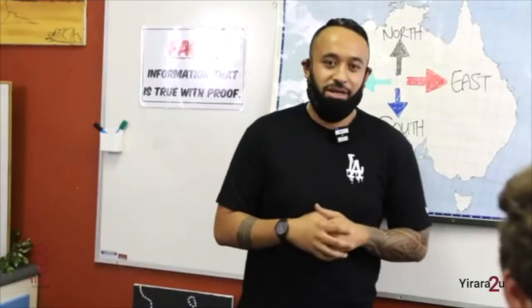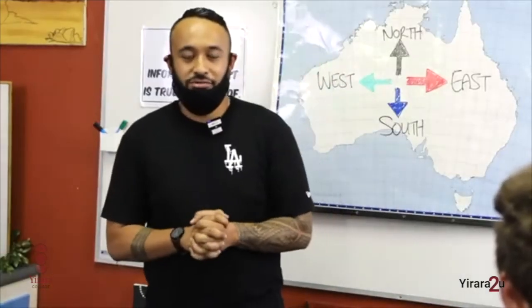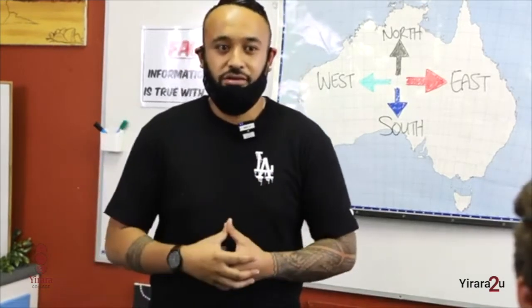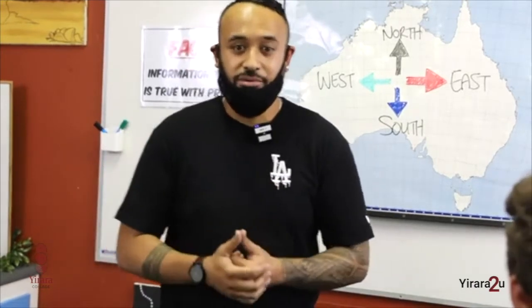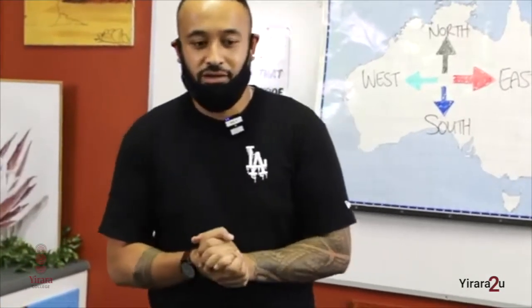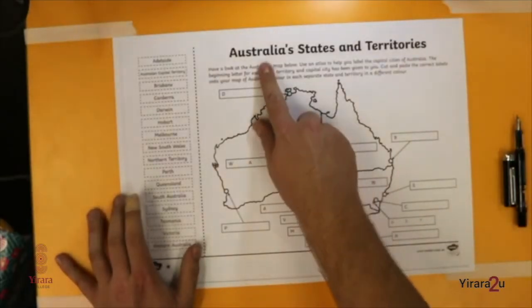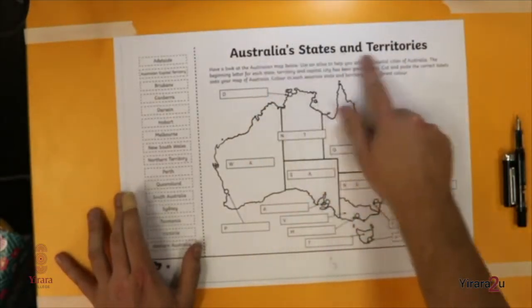So, going back to our workbook, let's have a look at your next task for today, which will support some of the learning that we have done so far about our territories and capitals, and also perhaps you can use some of those compass points that we've looked at today. So, let's have a look. So our next task is also titled Australia's States and Territories.